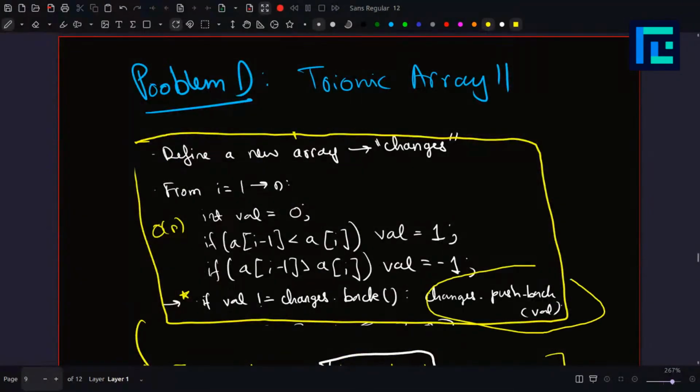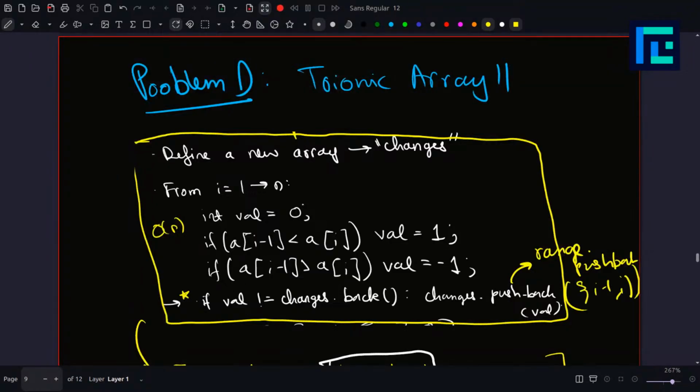We can make some small modifications. If there's a new value being formed, we can add that to a range. So there's a new range which starts at the current value, I minus 1 to I. And if the value is equal, we can simply extend the previous range, right? If value is equal to changes dot back, then we can simply say that range dot back dot second, the right value of this range, can be increased.